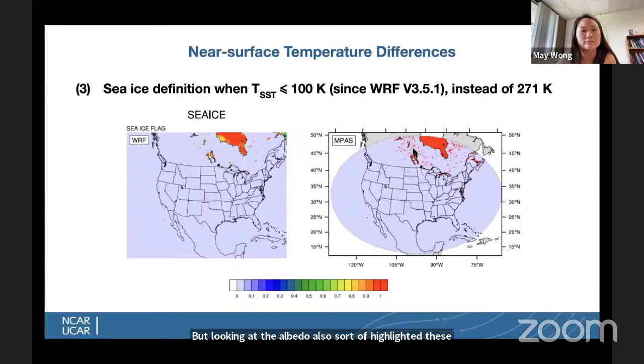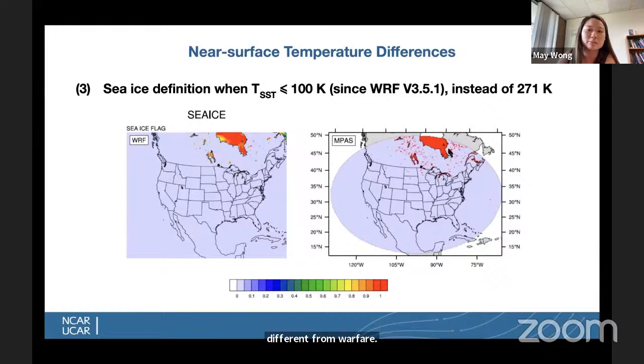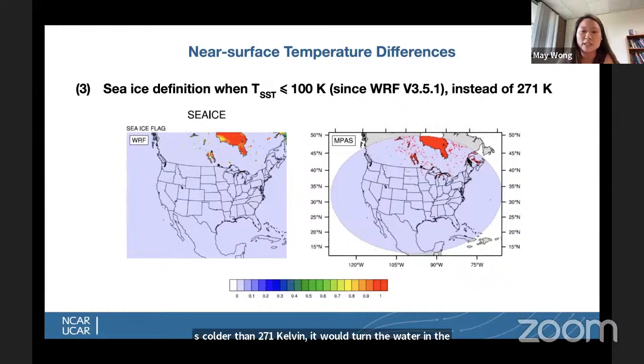But looking at the albedo also highlighted these little speckles around the Hudson Bay area in Mpass that weren't present in Wharf. And that actually helped uncover another subtle difference: the sea ice definition threshold used in Mpass was different from Wharf. In Mpass, the threshold was 271 Kelvin. So essentially when the sea surface temperature is colder than 271 Kelvin, it would turn the water in these lake areas into sea ice. Whereas in Wharf, since version 3.5.1, the threshold was set to 100 Kelvin. So it takes a lot colder temperatures to turn that into sea ice. So we have now switched that threshold in Mpass from 271 Kelvin to 100 Kelvin to be consistent with Wharf.